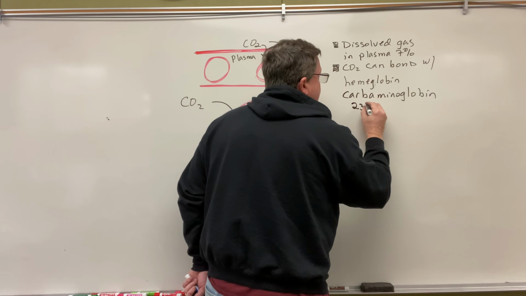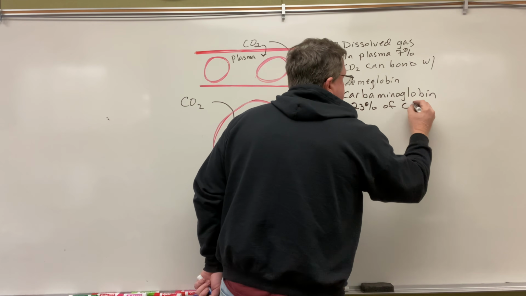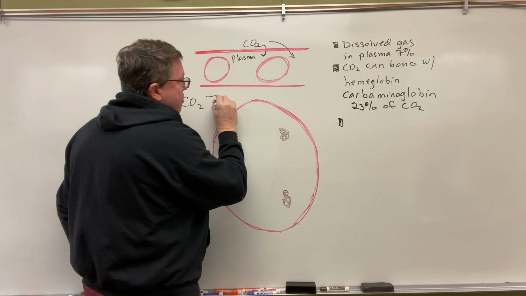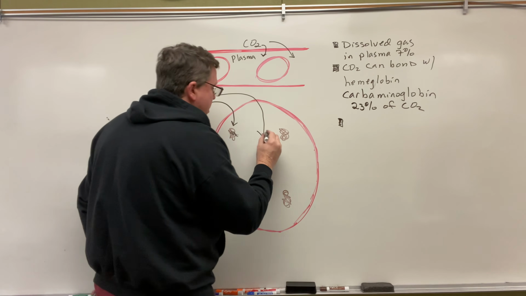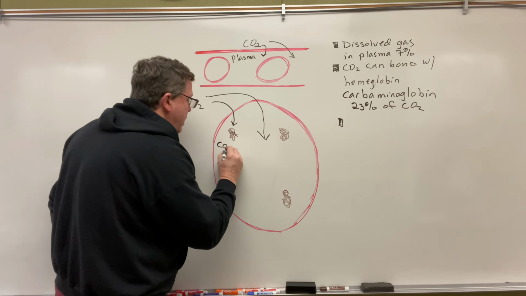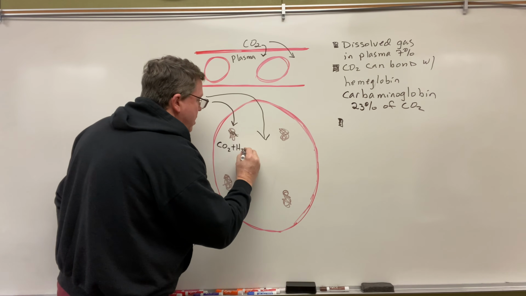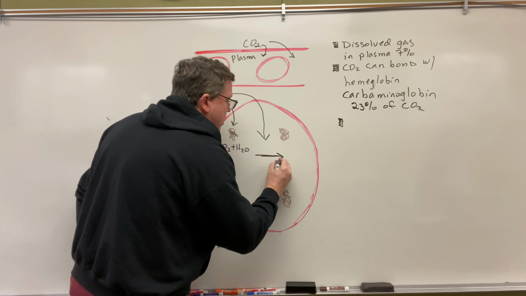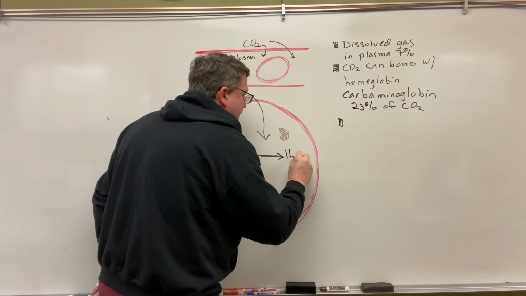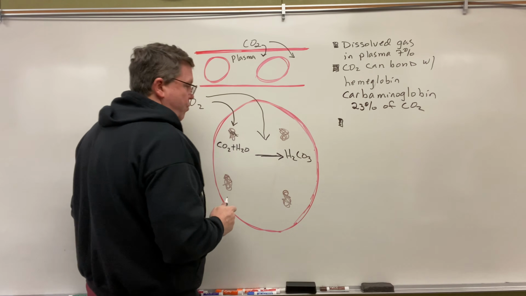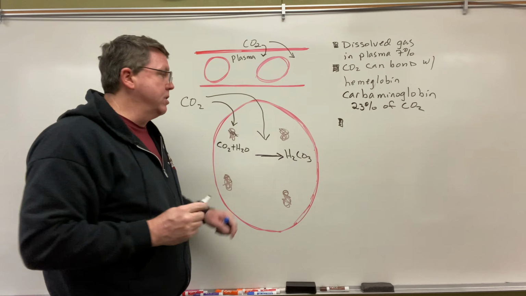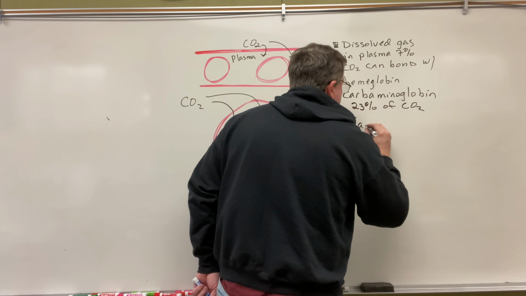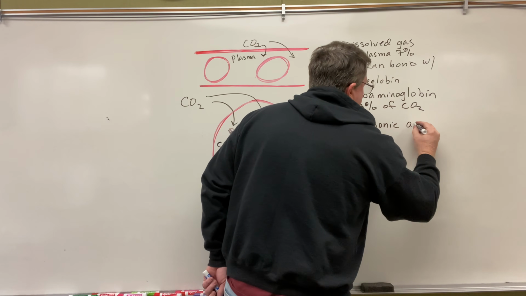And this is about 23% of carbon dioxide carried around the body this way. So let's look at the last one, okay? And here comes this. What it can do is my CO2 can bond with water, and then there's an enzyme, and it's going to become basically carbonic acid, H2CO3. Now, I don't have room to write it right there, so I'm just going to put the enzyme out here. The name of the enzyme is carbonic anhydrase.